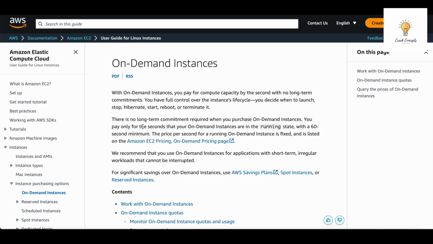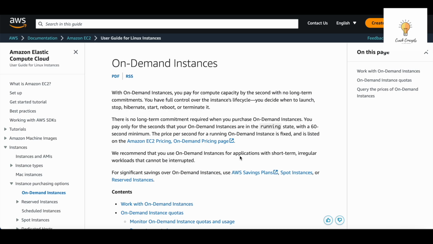You pay only for the seconds that your on-demand instances are in the running state, with a 60 second minimum. So what this means is, if you're using the instance for say 80 seconds, then you will pay for 80 seconds. But if you're using the instance for say 20 seconds, you will still pay for 60 seconds because you have to pay for 60 seconds minimum. That is how on-demand instances work. And the price per second for a running on-demand instance is fixed and is listed over here. So this is what an on-demand instance is.